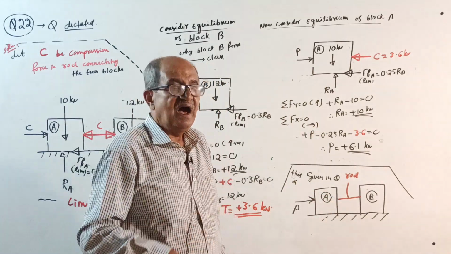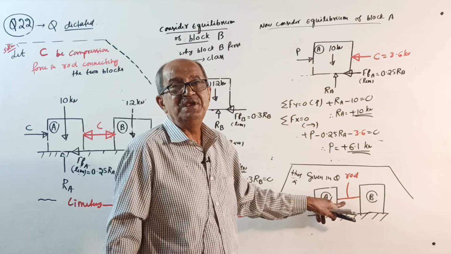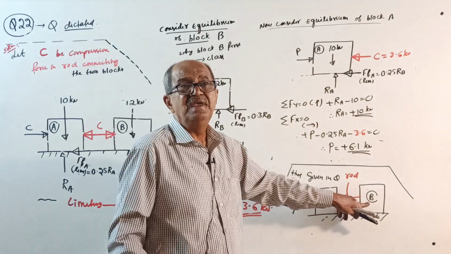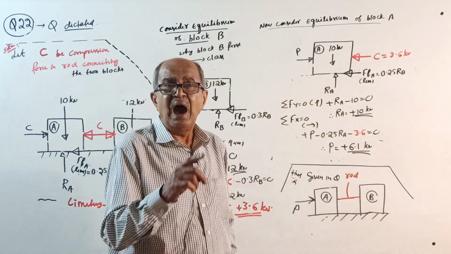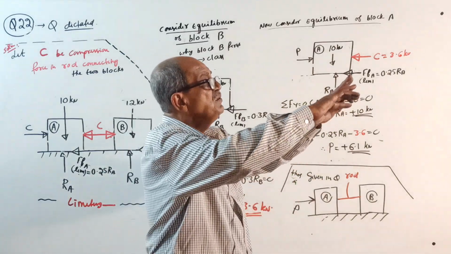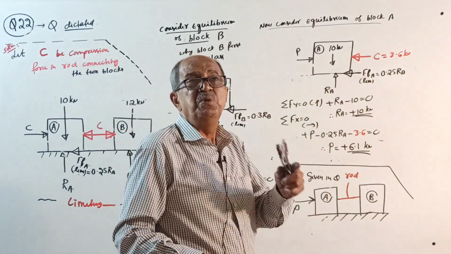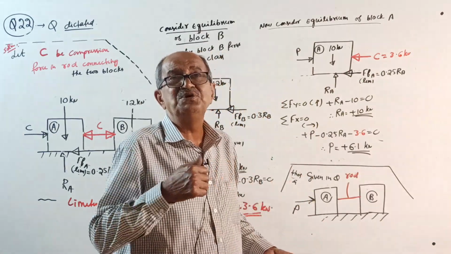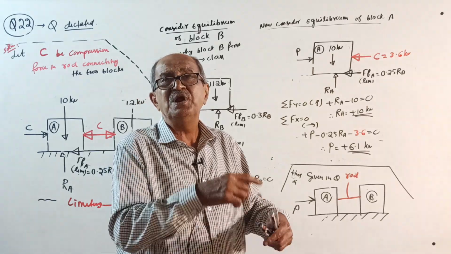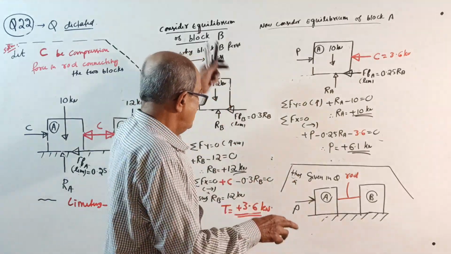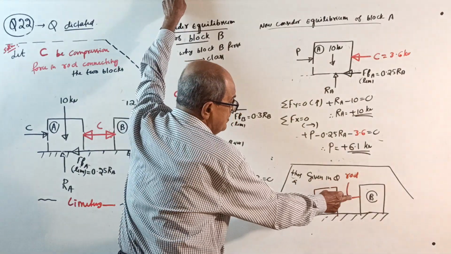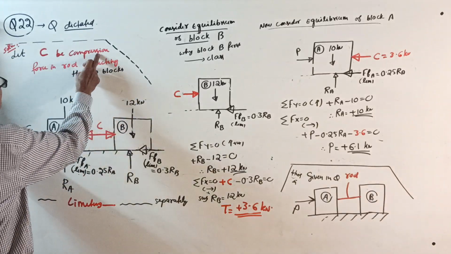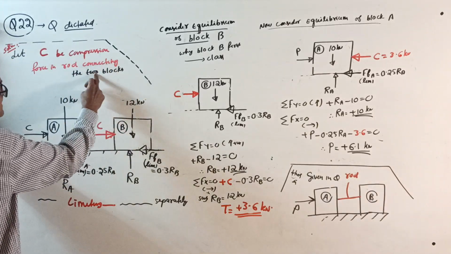In this question, I cannot give a cable. Why? If I give a cable, the cable will fold, A will go and hit B. Now I have to give a rod. Suppose there is a vehicle. You can put a cable and pull it, but you cannot put a cable backside and push it. If you are pushing, you require a solid member. So this rod will be in compression right here. Now solution. Let C be the compression force in the rod connecting the two blocks.